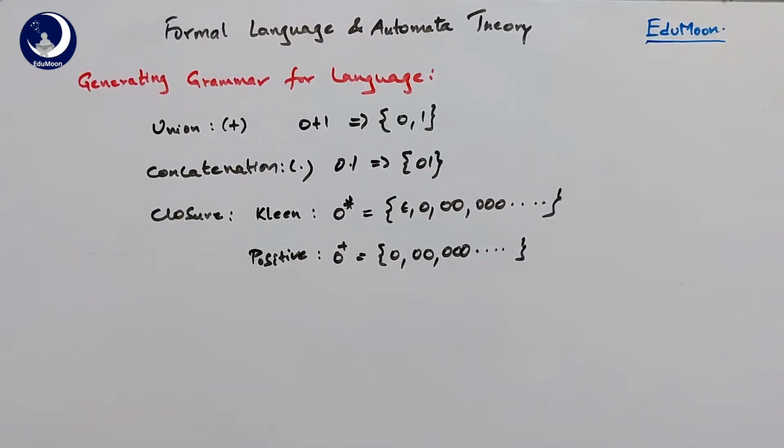The next closure property is positive closure, which is denoted using 0 power plus. The strings available in 0 plus are 0, 00, 000 and so on. The difference between positive closure and Kleene closure is that positive closure doesn't have the epsilon symbol. It starts with a length of at least 1, so epsilon is not present in positive closure.